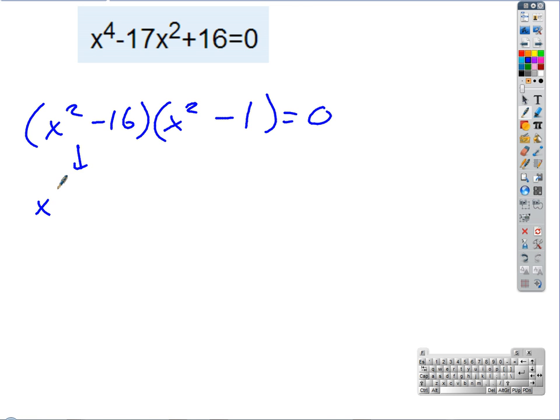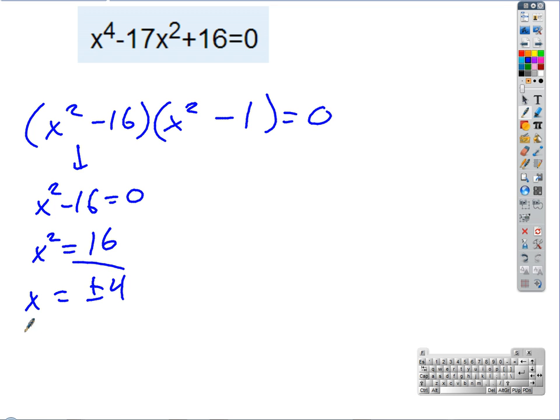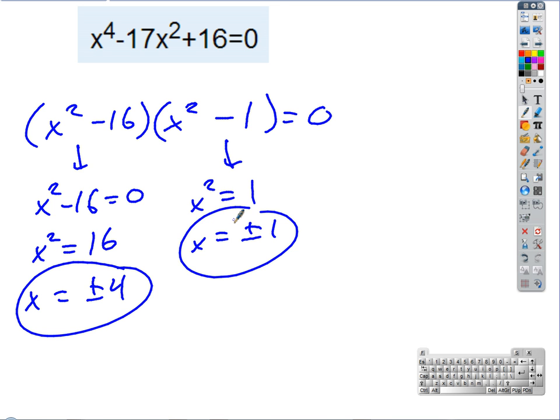I'm either going to get x squared minus 16 equals 0, which if I solve for x, then I get x squared equals 16, so x equals, careful, plus or minus 4. Okay, and if I solve this one, x squared minus 1 equals 0 when x squared equals 1. So x equals plus or minus 1. So I get 4 answers. I get negative 4, positive 4, negative 1, and 1.